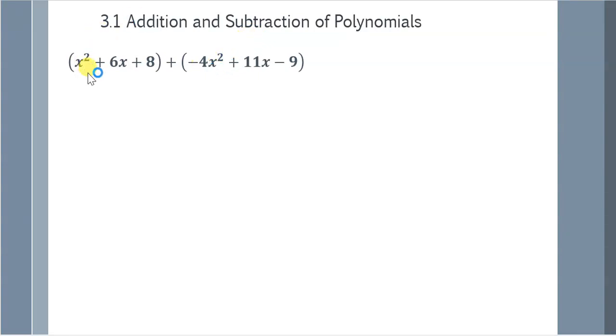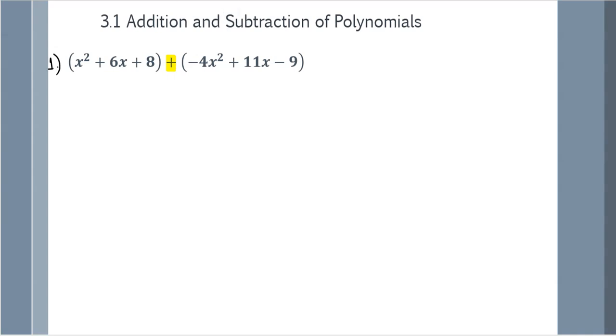Hello everyone. In this video, we are going to discuss how do we add or subtract polynomials. So for example, if we consider this question, here the sign is addition. It means we are going to add these two polynomials. When we are adding polynomials, we add the same terms, the terms with the same variable.